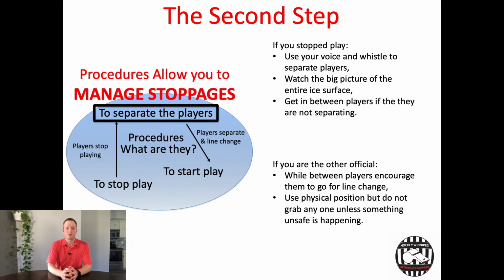which is to separate the players. And in that first step, when you stop play, you're already putting yourself in a position to start step number 2. So these steps really run together quite closely. At this point, in order to separate players, that official who stopped play is going to use a combination of their voice and their whistle to get the players to separate. So if you have to blow your whistle a second time, go ahead and do that.